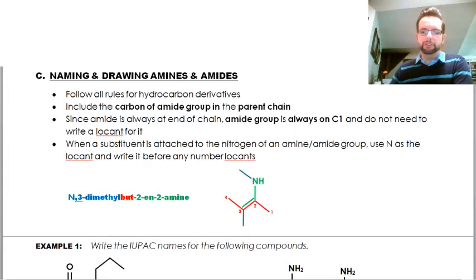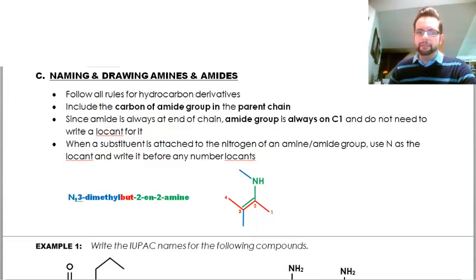Okay, we're now going to start looking at naming and drawing amines and amides. So I'm going to introduce to you something new now that we're dealing with amines and amides. Remember, we have primary, secondary, and tertiary amines, so we can actually have multiple carbon chains attached to that amino group, to that nitrogen. That introduces a new level of complexity when it comes to naming amines and amides. Again, we're going to follow all the same rules we've done before with all our other hydrocarbon derivatives.